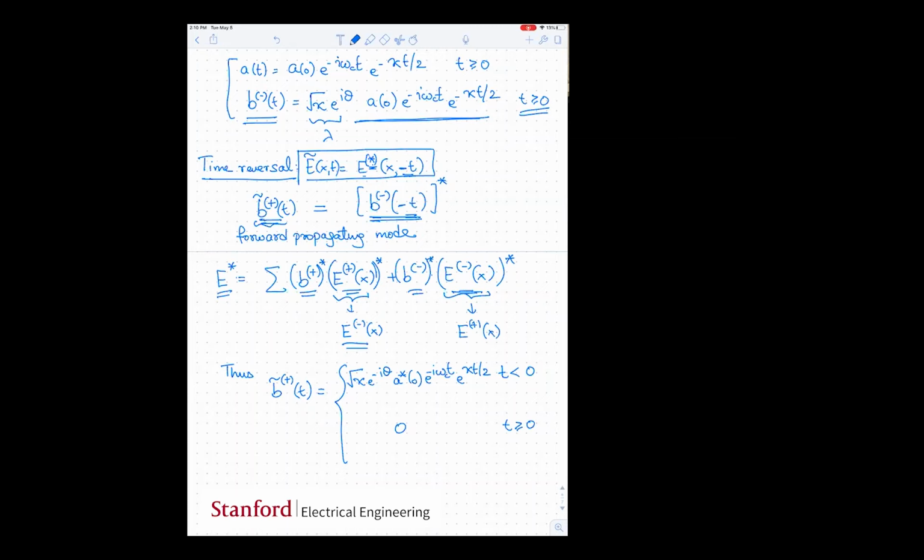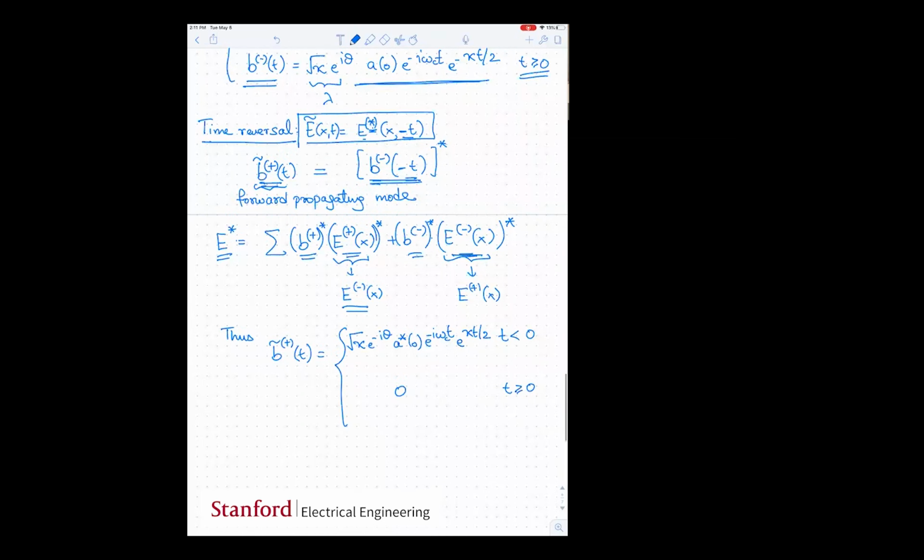I can understand that you do the conjugation on the E star, but where's the minus t coming from? Well, if you imagine B of t to be very, very narrow band, then this is a function of t here, right? And so you have E star of x comma t, but the operation is E star of x comma minus t. So you have to replace t with minus t. So this becomes minus t.